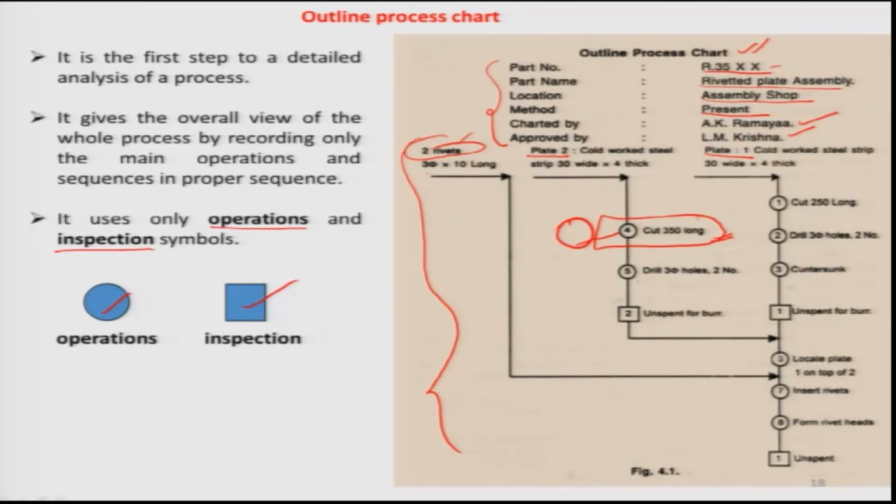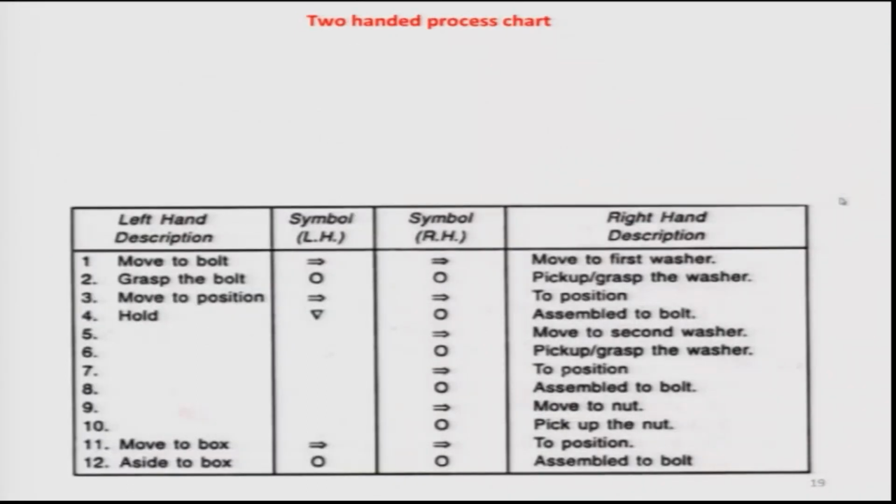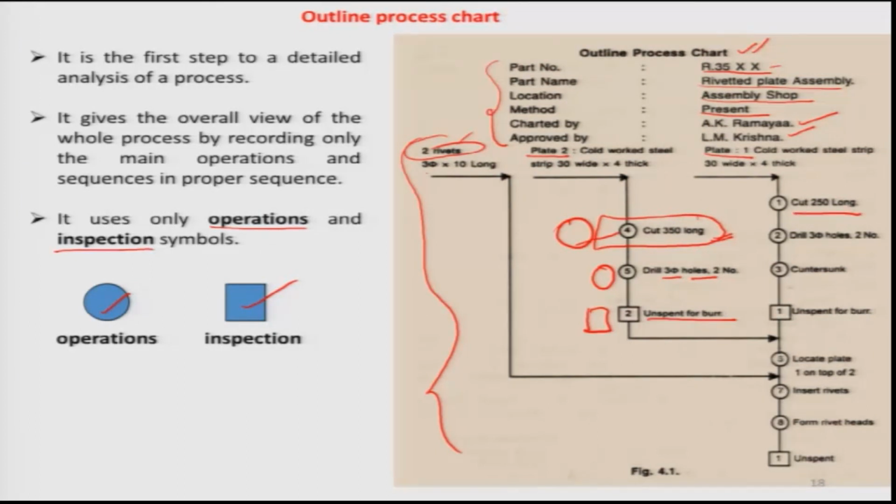Again, you will have to drill a hole of certain diameter so that the rivet can be inserted. So again it is an operation, represented by a circle. Then inspect for burr. After drilling the plate, you will have to inspect whether there is a notch or burr or not. That is for inspection purposes, so it is a square. Again for plate 1, you perform some operations: make a cut of certain size, drill, then countersink, then inspect for burr, then locate plate.